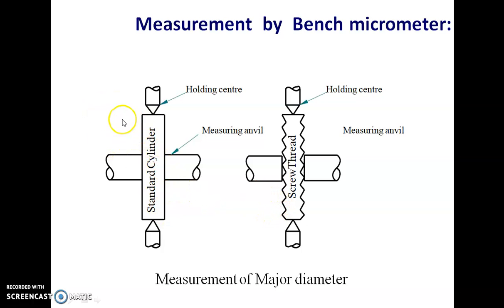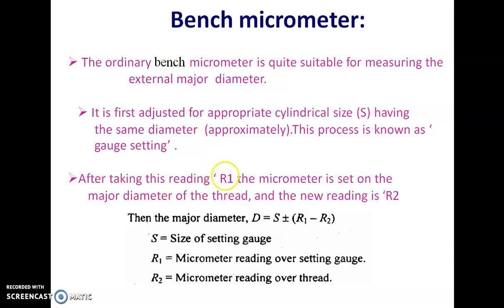Then the bench micrometer is moved to the workpiece whose major diameter is to be measured. Here the reading is taken. The major diameter of the thread is taken and this reading is R2. It is calculated using the formula. Major diameter is calculated using the formula D equals S plus or minus. S is the size of the setting gauge.